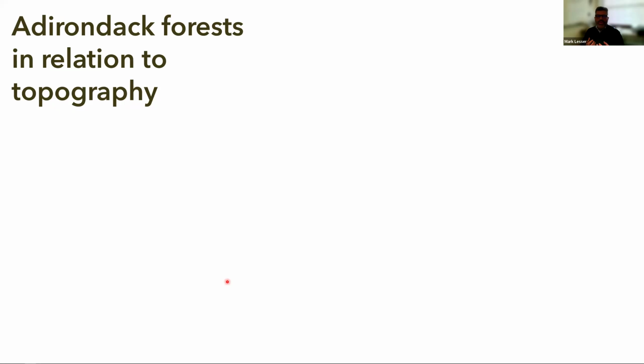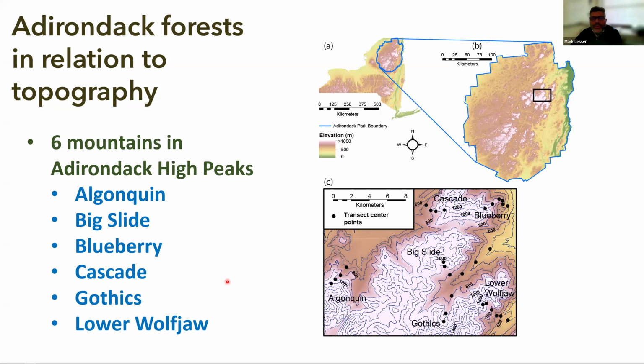But of course, there's a lot more subtle differences that occur in any given spot on the landscape. And part of my research over the last, I guess, 6 or 7 years now, has been looking at how species composition changes along elevational gradients in the Adirondacks. We've done this work, myself and many students at this point, on 6 different mountains in the High Peaks region of the Adirondacks, as you can see on the map here.